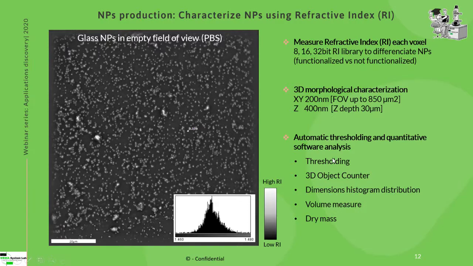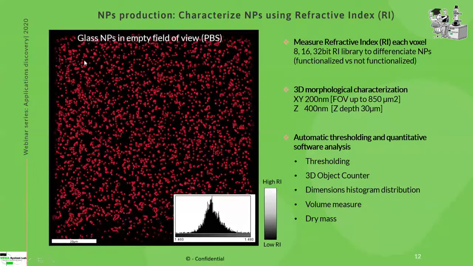But on top, if we also use the feature that I explained to you before, the digital staining of Nanolive, you can make an automatic thresholding followed by quantitative software analysis of these nanoparticles. So simply using the optical distribution, I can get a mask like this, having the thresholding of the particles. This will allow me to do, for example, a 3D object counter, so determine how many of them there are, or what is their spatial distribution in the third dimension.